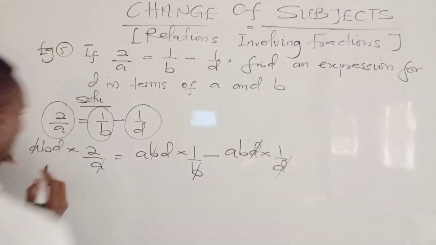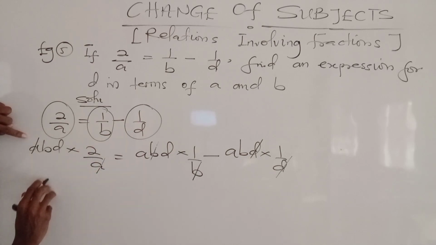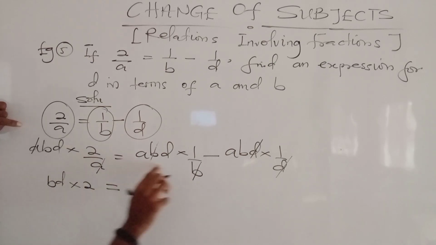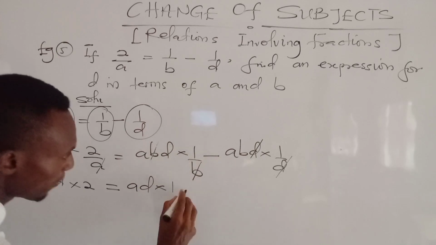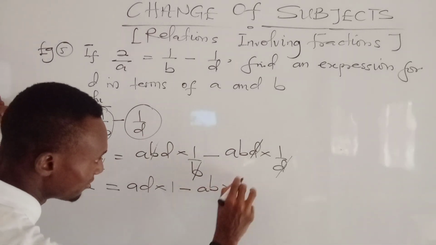Okay, so what I have left here is BD times 2. I'm going to write it down. So BD times 2 equals, what I have left here is AD times 1. Then bring your minus, which is here. What I have left here is AB times 1.